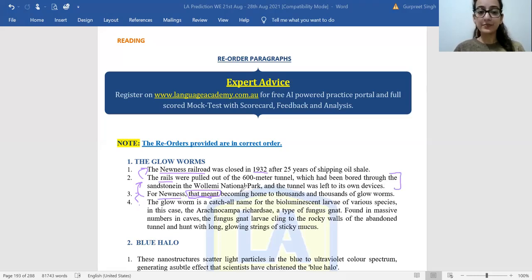The glowworm is a, so here we introduced the concept of thousands of glowworms, and now we are saying the glowworm. The glowworm is again referencing the sentence which introduced glowworms to us. So the glowworm is a catch-all name for the bioluminescent larvae of various species in this case. And then we have the explanation about where they are found, and they're found in caves. The fungus larvae cling to the rocky walls of the abandoned tunnel. And this is all what's happening after we find glowworms in those caves.